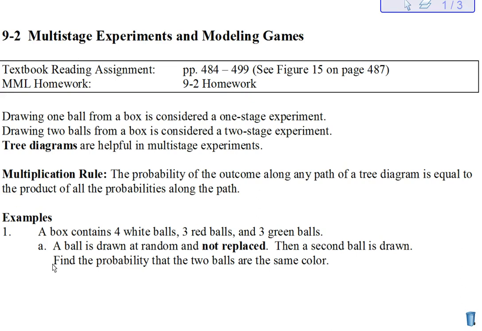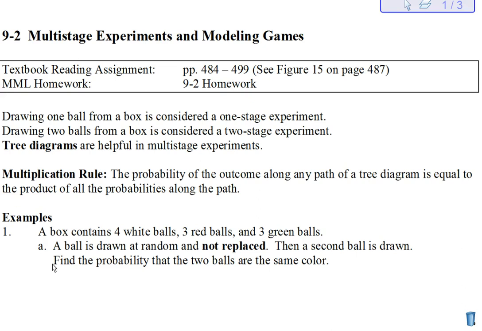What we're going to do is talk about tree diagrams first, because we're going to be doing multi-stage experiments, and those can be helpful in looking at all of the possibilities. So first thing in your notes, drawing one ball from a box is considered a one-stage experiment. But when you go to drawing two balls, that's considered a two-stage experiment. And there are even going to be problems where it could be a three-stage or beyond experiment.